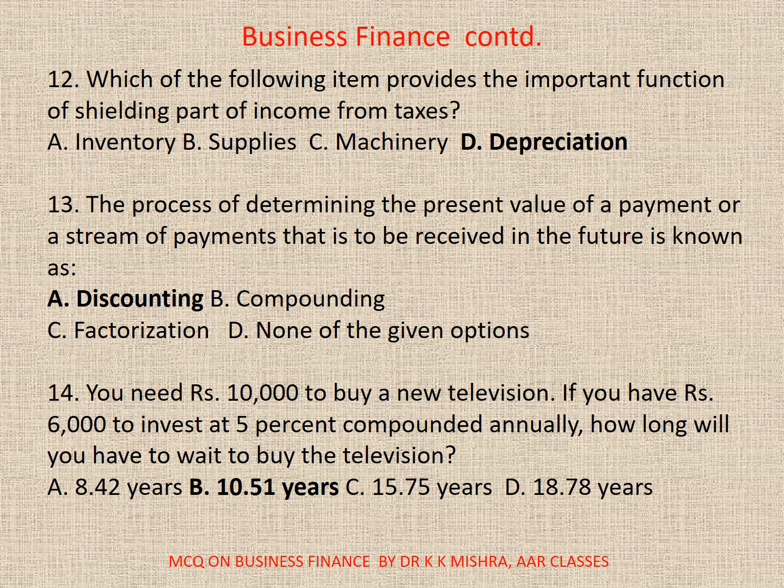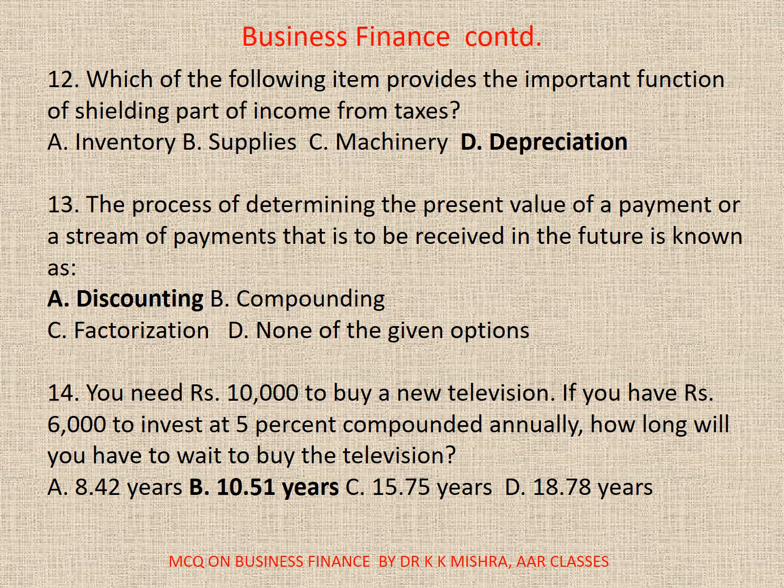Now, question number 14. Here, you need rupees 10,000 to buy a new television. If you have rupees 6,000 to invest at 5% compounded annually, how long will you have to wait to buy the television? So, if you calculate, here you will find B to be the correct answer, 10.51 years.